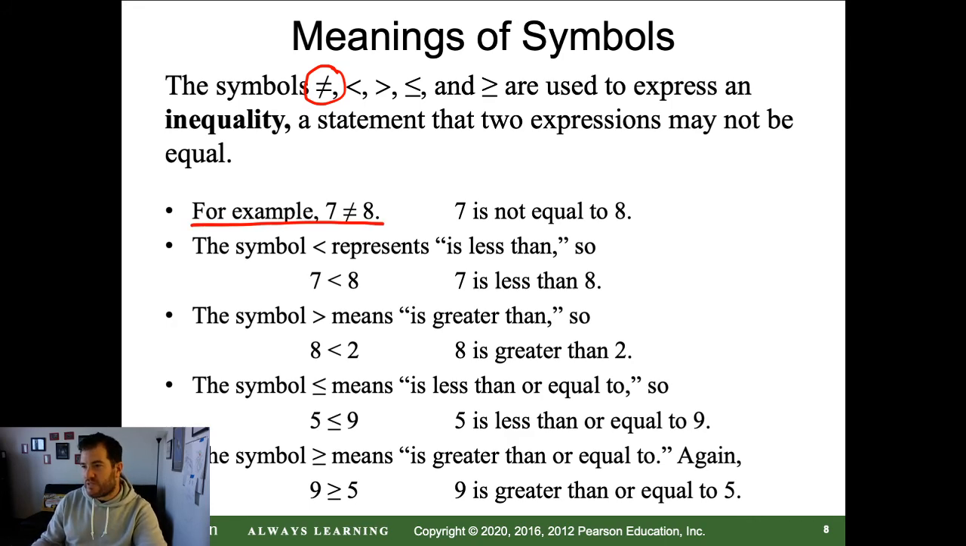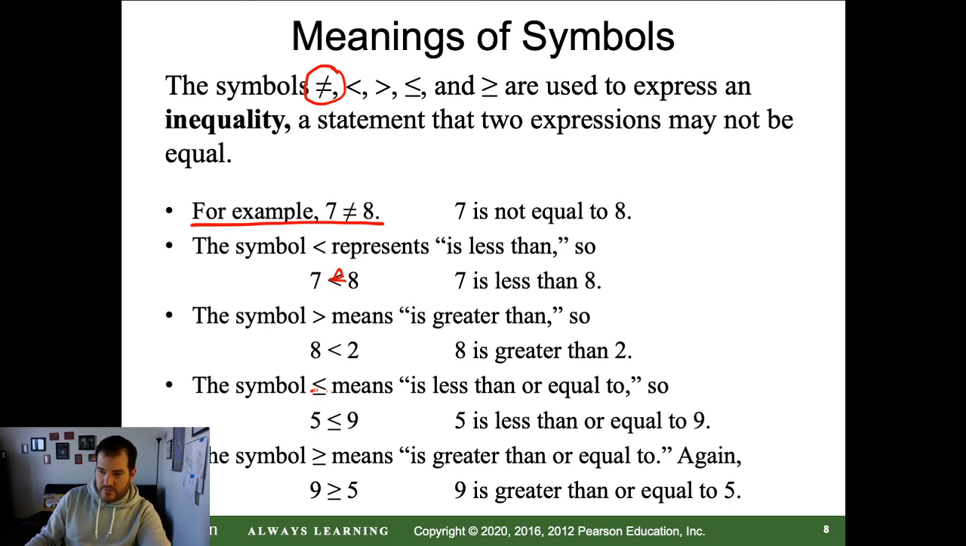The next one is going to be less than, greater than. I don't know if you remember, but the whole alligator thing that you learn, where this thing's got teeth and that's got teeth and it likes to eat the bigger number. A lot of students that I know struggle with determining which one is less than, which one is greater than, how does it work. But you just got to remember that that is the less than symbol. So pointing to the left is less than, pointing to the right is greater than.